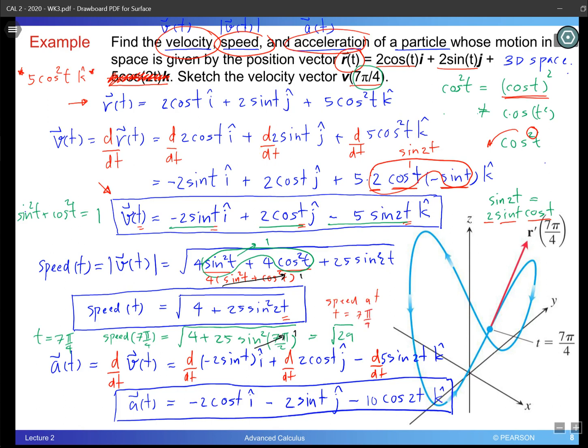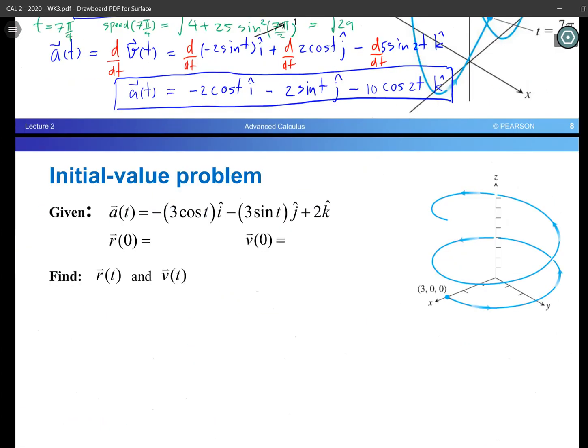And you can do something like this with velocity and acceleration. All you need to do is to put in the time that you want to consider. Alright, so that's how we use the position vector, velocity vector, and acceleration vector, and also the relations between them to analyze any motion in the space. Now let's move to the next application of the vector functions.